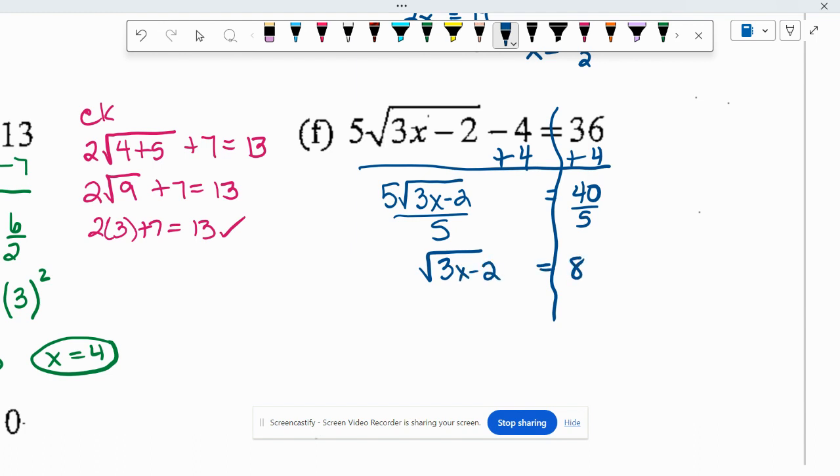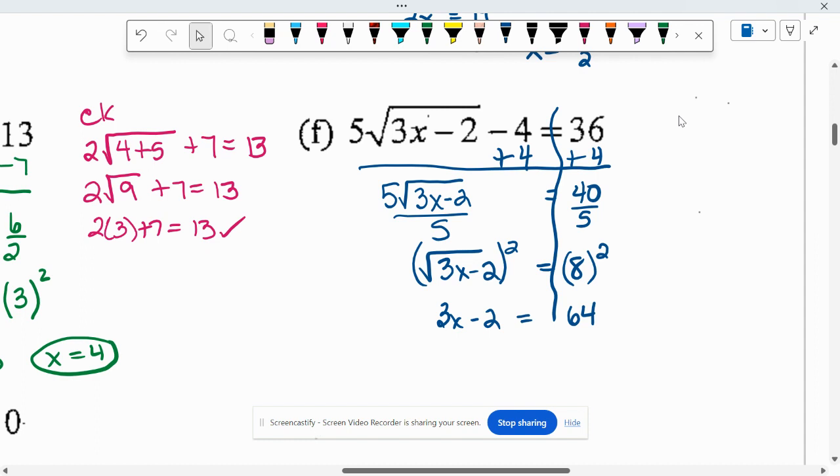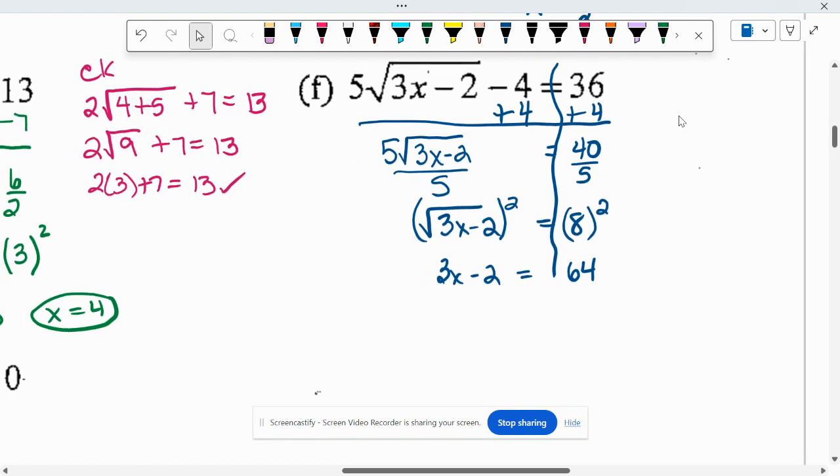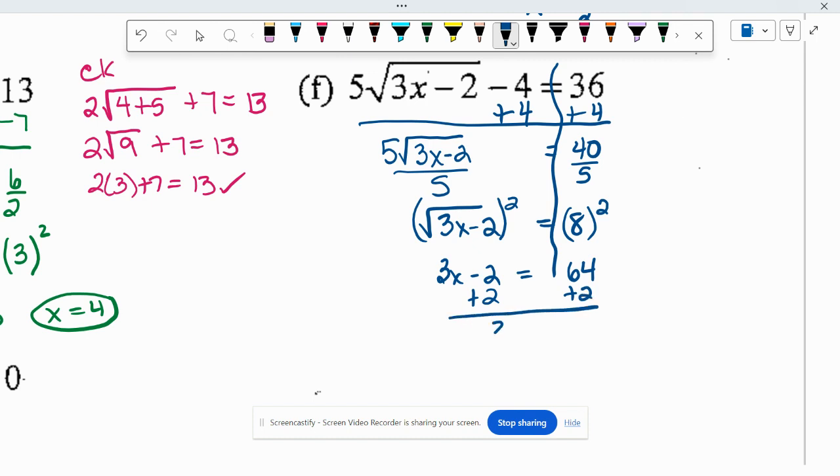Kane, Luke, how do I get rid of the radical? You have to square it. Whatever you do to one side, you have to do to the other. So 3x minus 2 equals 64. Next step, Parker, how do I get 3x all by itself? How do I move away that 2? You add it to both sides. 3x equals 66. Last step, Josue, divide both sides by 3. x equals 22.